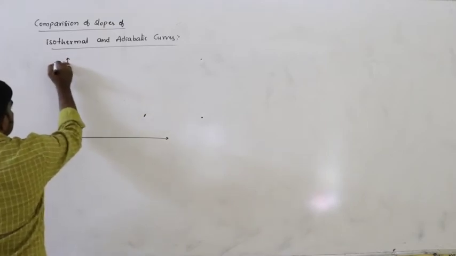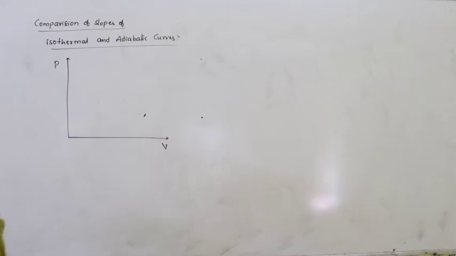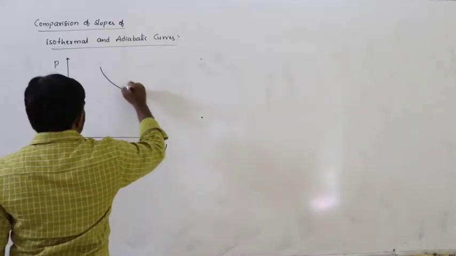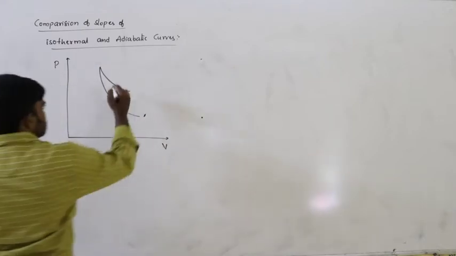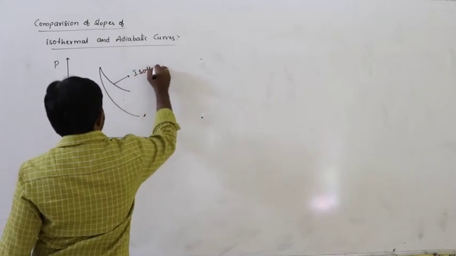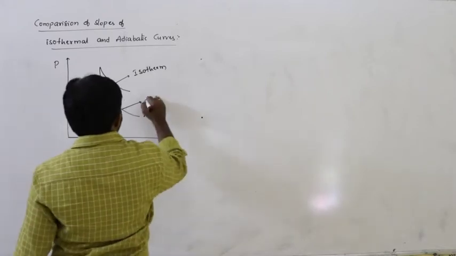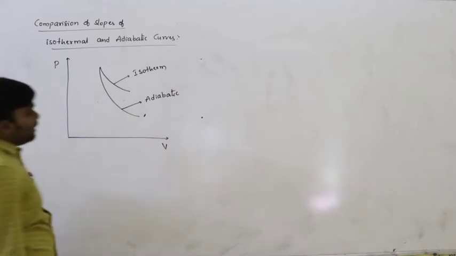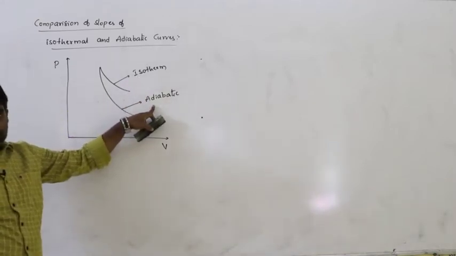So let us say this is the pressure and this is the volume. Let us say this is one and this is another. These are the two curves. This is called the isotherm, that means the isothermal curve, and this is the adiabatic curve.